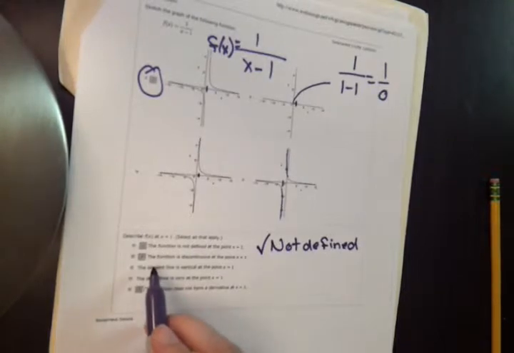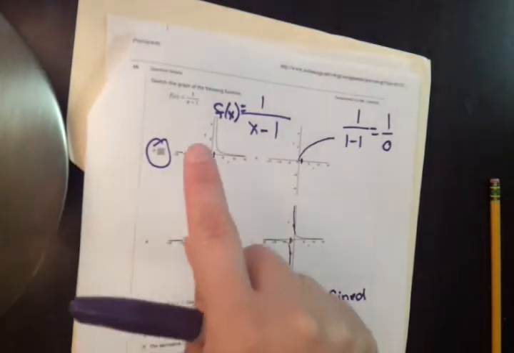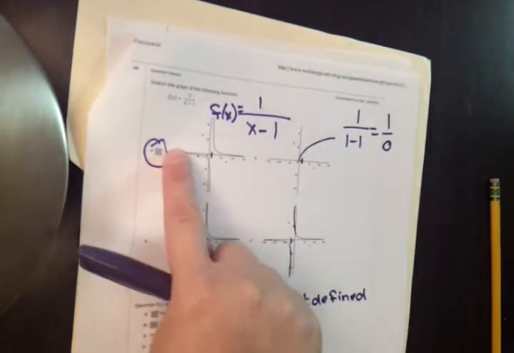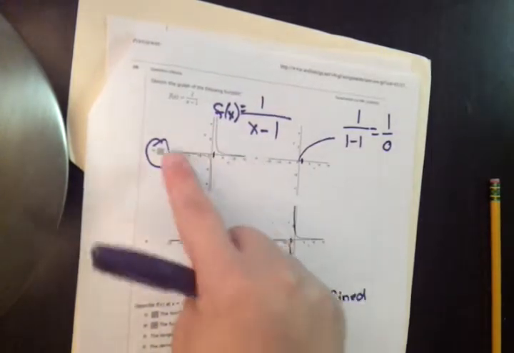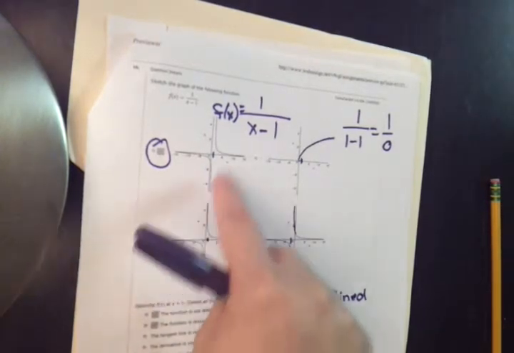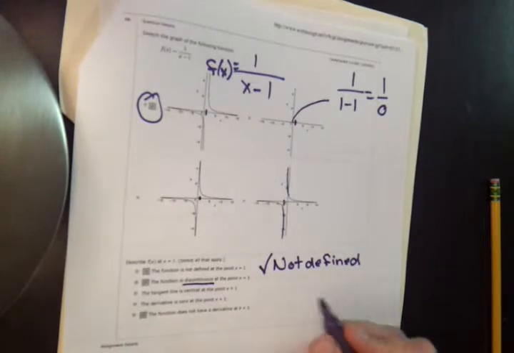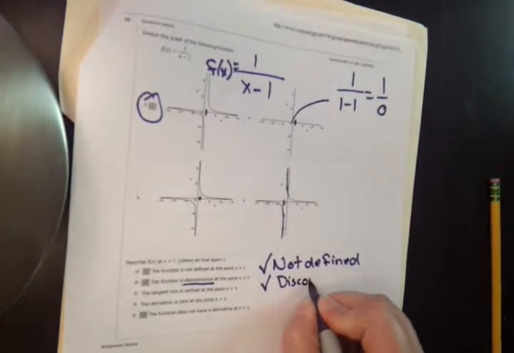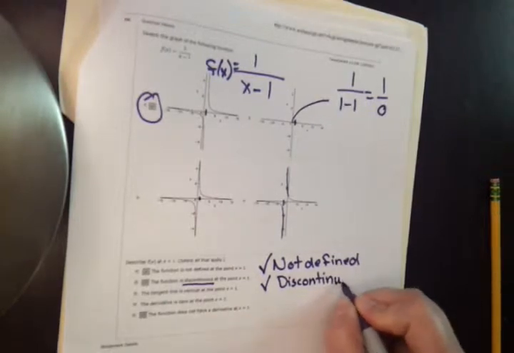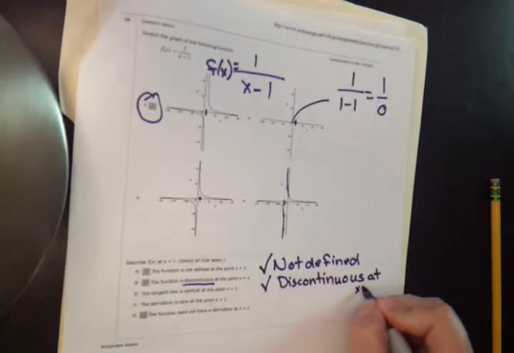It says the function is discontinuous at the point x equals 1. Well, we can do our little finger test to see if it's discontinuous. You start on the left side and see if you can trace all the way to the right side without picking up your finger. That doesn't happen. I actually have to pick up my finger at x equals 1 and move it. So it is discontinuous. Check, discontinuous at that point, at x equals 1.